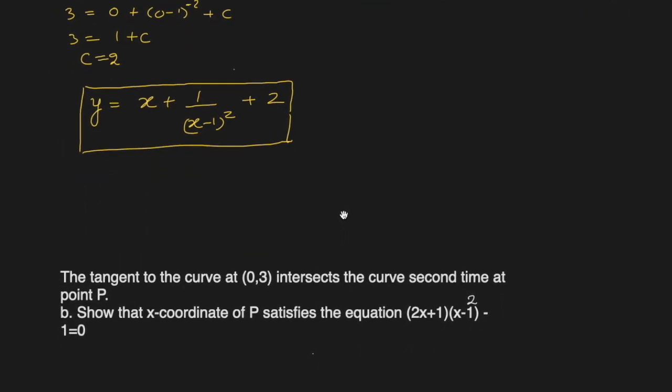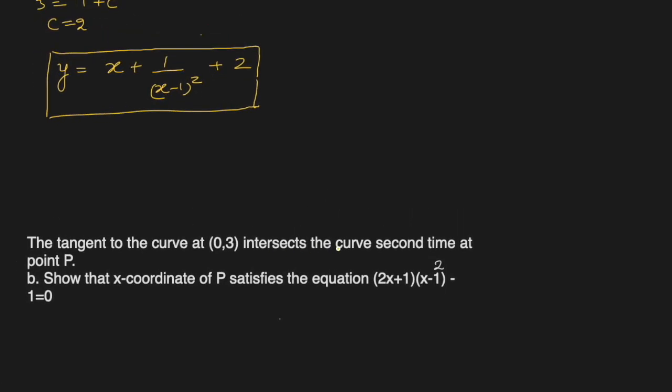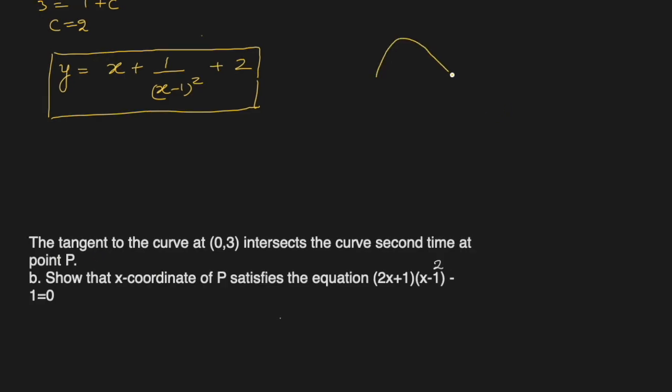The tangent to the curve at (0, 3) intersects the curve second time again at P. Suppose this is the curve and the tangent, this is (0, 3), this is the point where we have coordinate (0, 3). Tangent will be this on this point, and it will intersect the curve again at P. And we have to find x coordinate of this P, right? So first we need to find the equation of the tangent so that we can find the point of intersection of that tangent and the curve again.